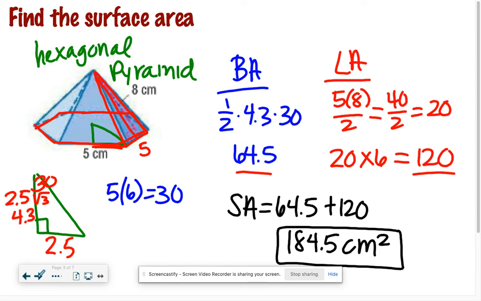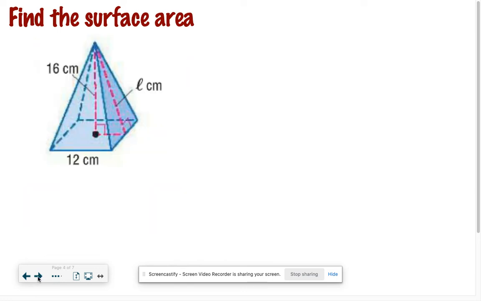Let's try another pyramid. If they don't tell you what the size of the regular polygon on the bottom is, you can just assume it's 12. What's nice on this one is we have a square pyramid. It's a square base and it's a pyramid, so it's a square pyramid.